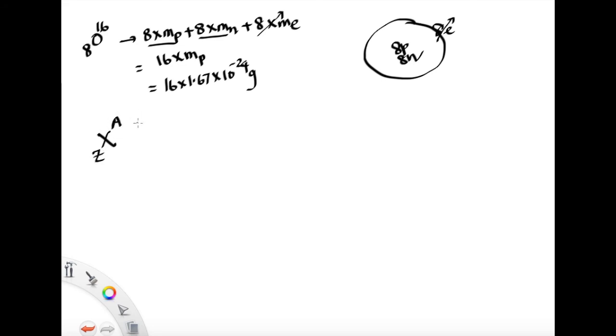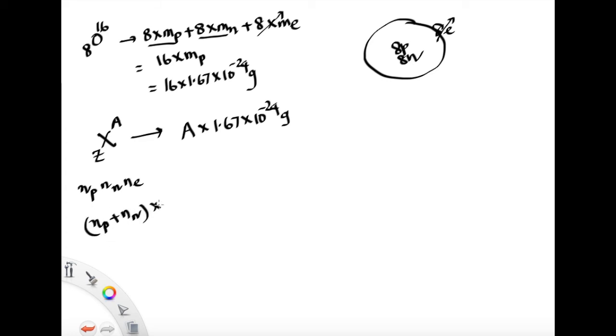Thus, if you consider any random element X having atomic number Z and mass number A, its atomic mass will be A into 1.67 into 10 to the minus 24 grams. Say it has Np number of protons, Nn number of neutrons, and Ne number of electrons. Then its mass will be number of protons plus number of neutrons into mass of a proton, right? This number of protons plus number of neutrons is nothing but equal to the mass number. If you do not know what the mass number is, please check out the last video.